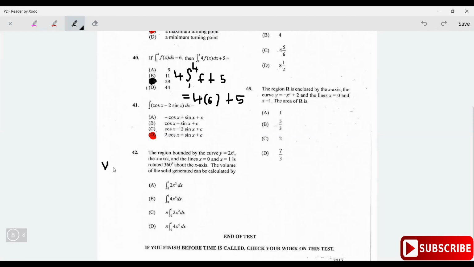Before we do the question, always remember that volume is equal to pi times the integral of y squared dx. This is the formula for volume. So they give you y, and the first thing you need is y squared. y squared is equal to 4x to the 4. And so volume is going to be equal to pi times the integral from 0 to 1 of 4x to the 4, which is option D.